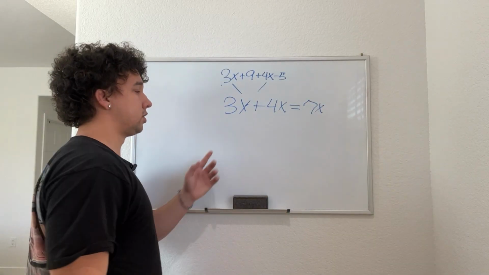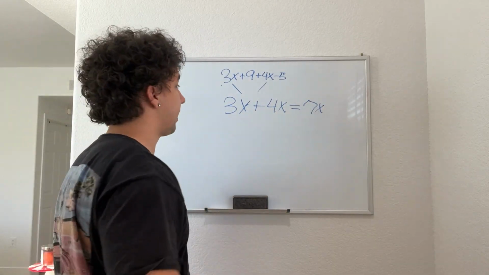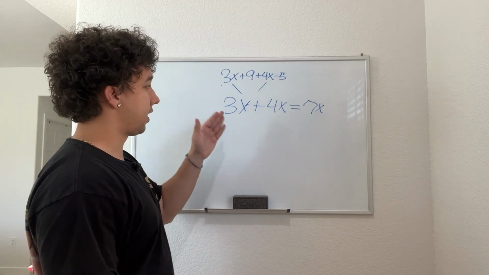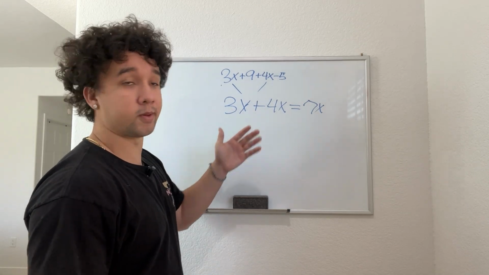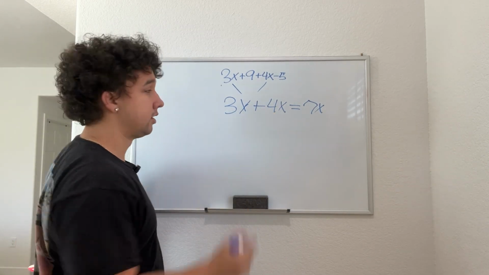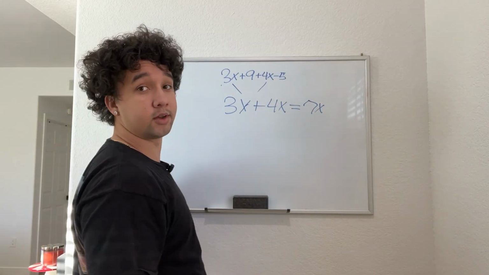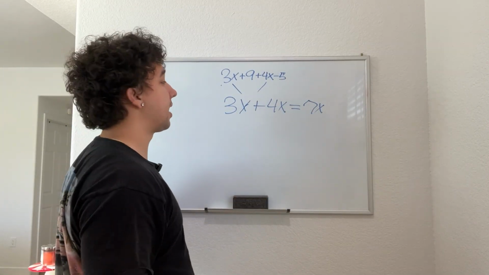Again, a lot of people like to do something like x squared because I'm combining x terms. Don't think of these like multiplying because that would be multiplication. Again, think of these like objects. 3 apples plus 4 apples, that equals 7 apples. It doesn't equal 7 apples squared.